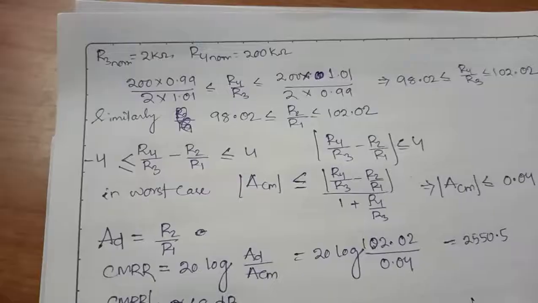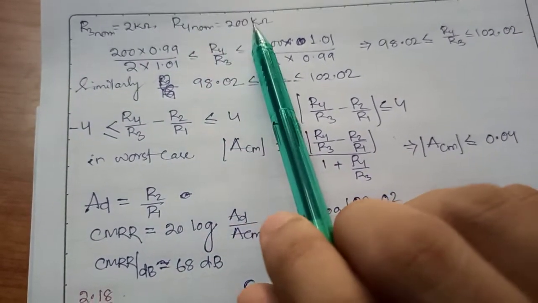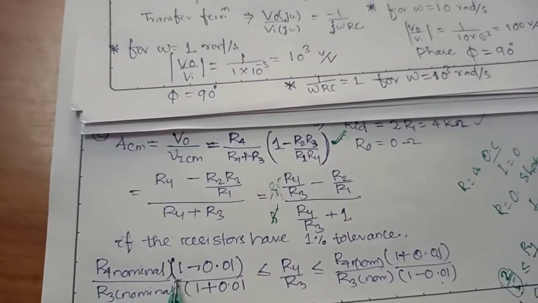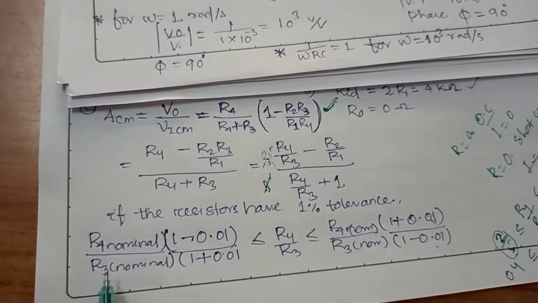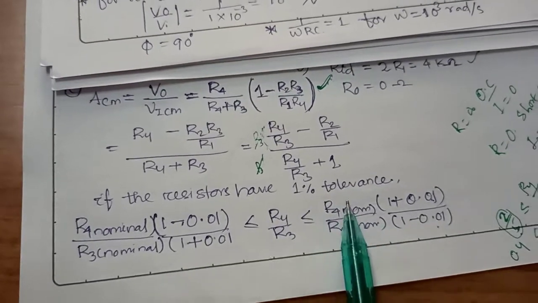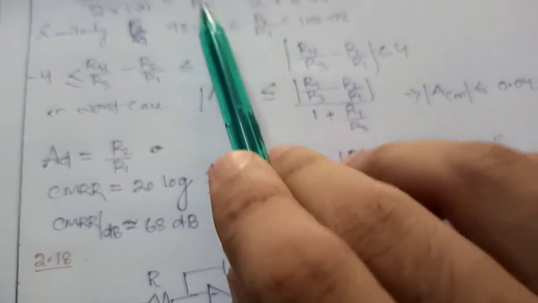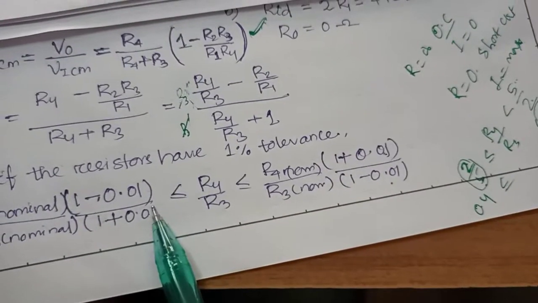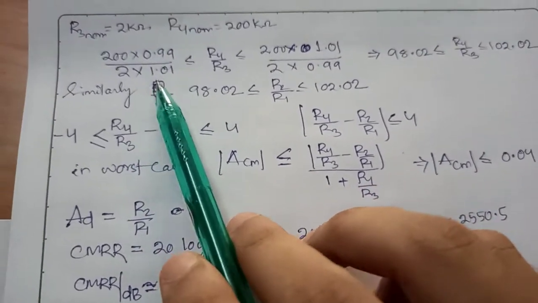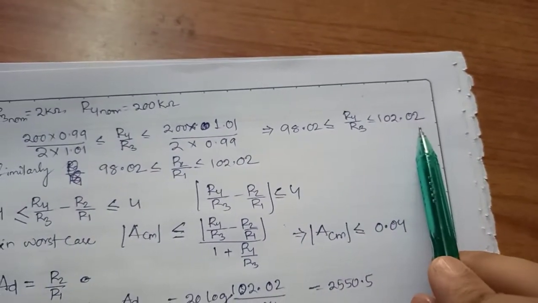Okay. So in the question it is given that the R3 nominal value is 2 kilo ohm and the R4 nominal value is 200 kilo ohm. So if I put that, 2 kilo ohm into (1 − 0.01) upon 200 kilo ohm, whatever is the value. This is 200 kilo ohm, this is 2 kilo ohm into (1 + 0.01). Here also 200 kilo ohm, 2 kilo ohm, and here the nominal values. So what will I get? My R4 by R3, which is nothing but this 200 into (1 − 0.01), which is nothing but 0.09. Similarly (1 + 0.01). So I will get my R4 by R3 value as 98.02 and 102.02.